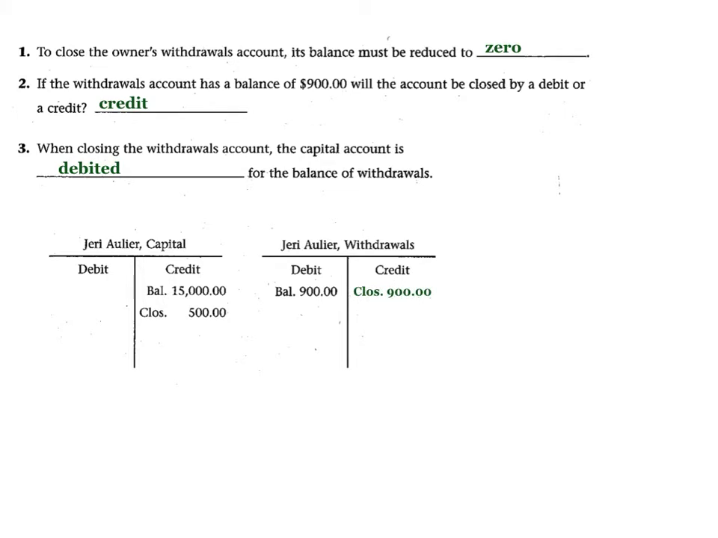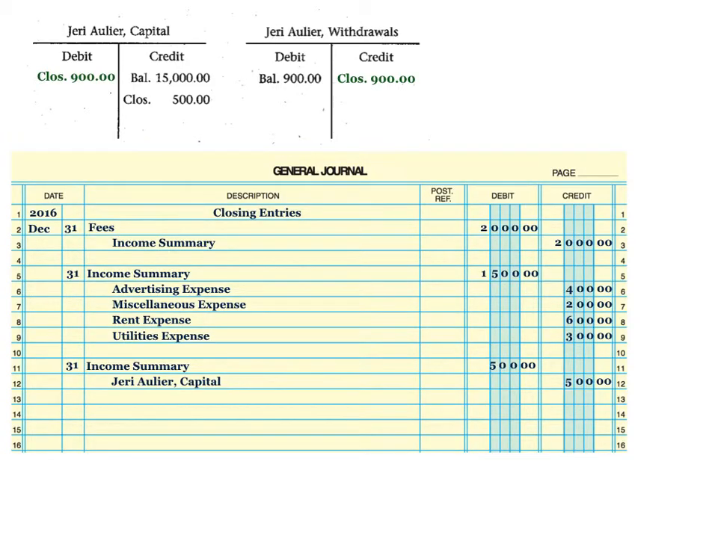So here we look at our T accounts. We have a closing of $900 in the withdrawals on the credit side and a debit on the capital for $900. And again, we take that information that we gathered on the T account and we're going to complete our journal entries again with the day of the month. We don't need the month. Capital is debited. Withdrawals are going to reduce our capital. So capital is debited for an amount of $900, and the withdrawals account is going to be credited, which will bring the withdrawals account to a balance of 0.